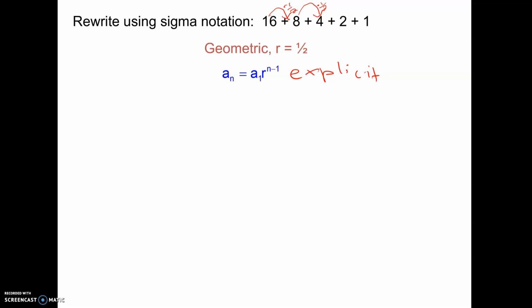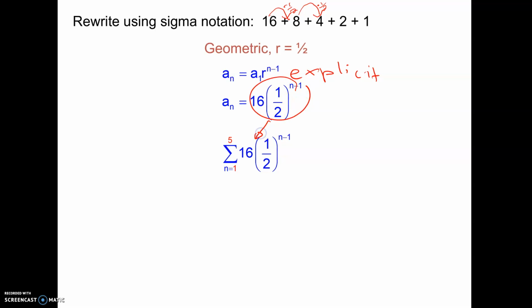And we want to leave n in there. So we put in our first term 16 and then 1/2 to the n minus 1. Then I just set my upper and lower bounds and put that formula inside the sigma. My lower bound is n equals 1, because that's for my first term, and just check it to make sure it works. If I do 1/2 to the 1 minus 1, that's 1/2 to the 0, which is 1. 16 times 1 is 16, so that works. And remember, I have to go up to 5 terms. If I plug in 5, I get 1/2 to the 4th, which ends up being 1/16, and 1/16 times 16 is 1, so it works.